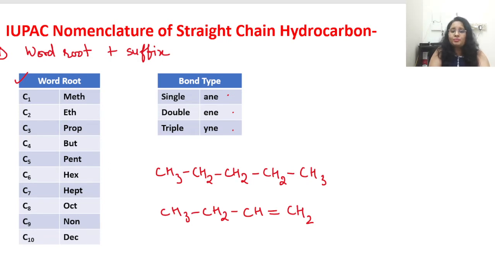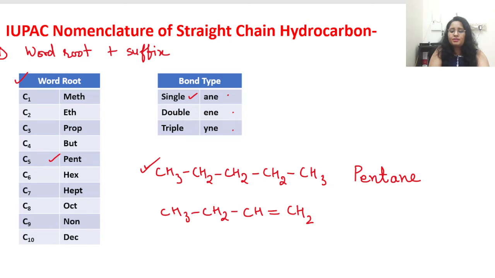First of all, we will count the number of carbons. How many carbons in the first example? 1, 2, 3, 4, 5. So we have 5 carbons. Now for 5 carbons, what will be the word root? I think it is pent. So let's first write the word root pent for the 5 carbon chain. After that, we need to write the suffix. Now all we can see are single bonds. So what is the suffix for a single bond? It is "ane". So we will write "ane". So the name came out as pentane. So this chain has the name pentane.